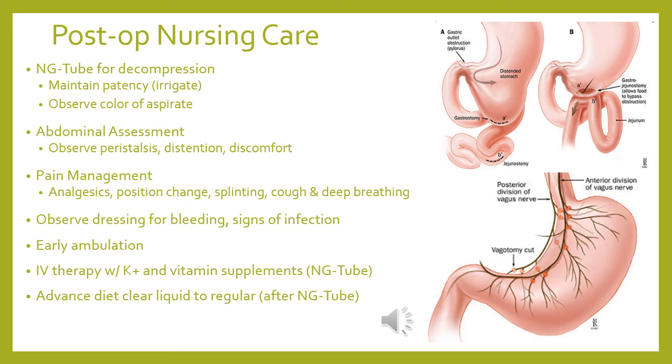IV therapy would be going on, and it would usually include potassium and sometimes other vitamin supplements, because remember, we're taking a lot of their gastric content out, and that can lead to electrolyte imbalances. This is typically short term, so we typically wouldn't be doing any parenteral nutrition. We would just do IV fluids for the short term, and then advance their diet from a clear liquid to a regular as they tolerate it and after the NG tube is no longer necessary.